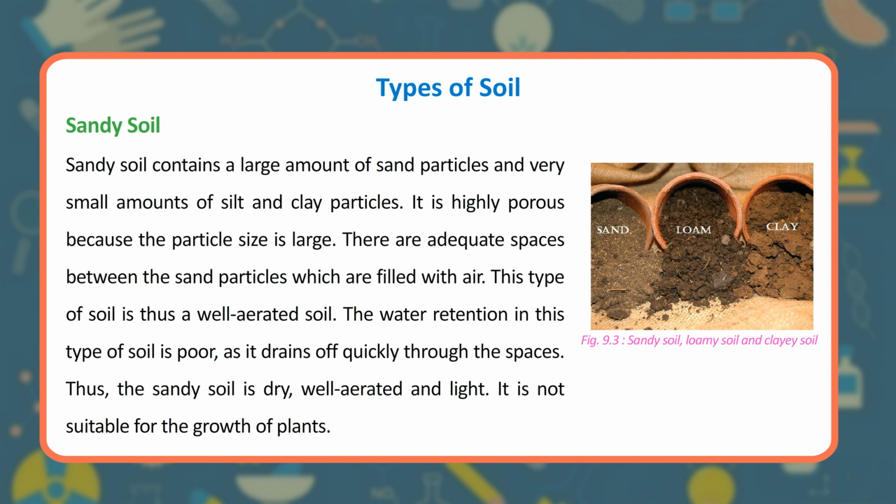There are adequate spaces between the sand particles which are filled with air. This type of soil is thus a well-aerated soil. The water retention in this type of soil is poor, as it drains off quickly through the spaces. Thus, the sandy soil is dry, well-aerated and light. It is not suitable for the growth of plants.